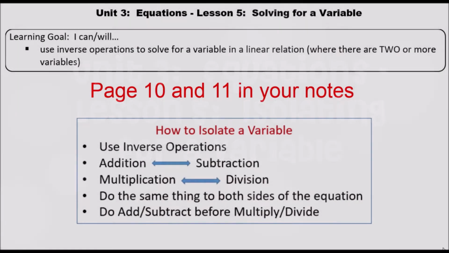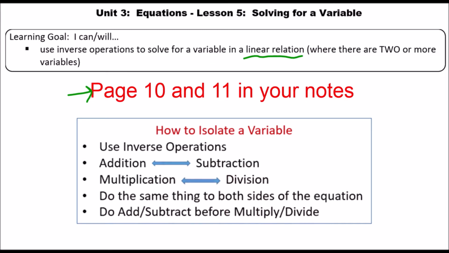Welcome to Unit 3, Equations, Lesson 5, Solving for a Variable or Isolating for a Variable. Today's learning goal: we're going to use inverse operations to solve for a variable in a linear relation where there are two or more variables. Now, this is not completely true, because it says linear there. That means every degree is 1. We're going to see an example later on where we have a degree of 2, which is fine. Alright, so if you could please turn to page 10 and 11 in your notes, and we'll get started.